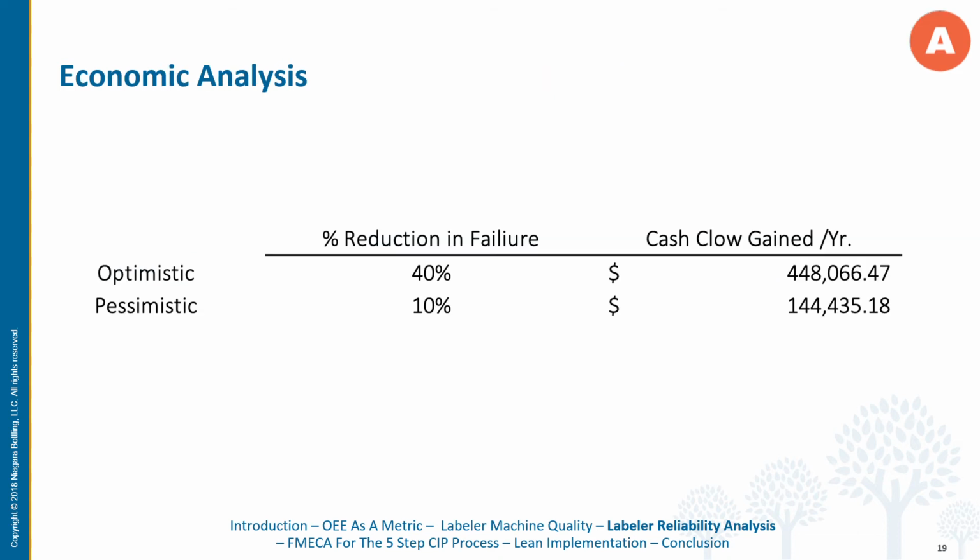In our economic analysis of having upgrades with a 15-year lifespan with installation costs, a reduction in operators, and a decrease in failure modes, we calculated 2 different outcomes for the potential cash flow. Our optimistic calculation calculated a 40% reduction with a positive cash flow of approximately $448,000 per year, and a pessimistic of a reduction in failures by 10%, yielding $144,000 per year. Now I will be handing it off to Raven.